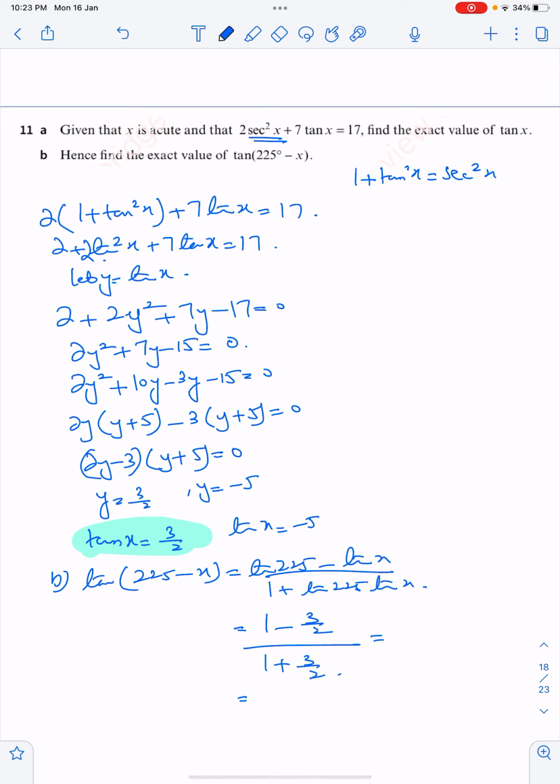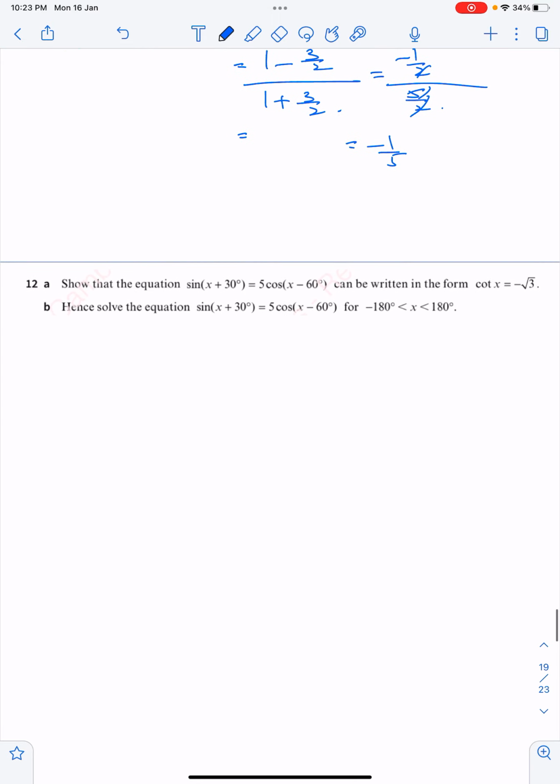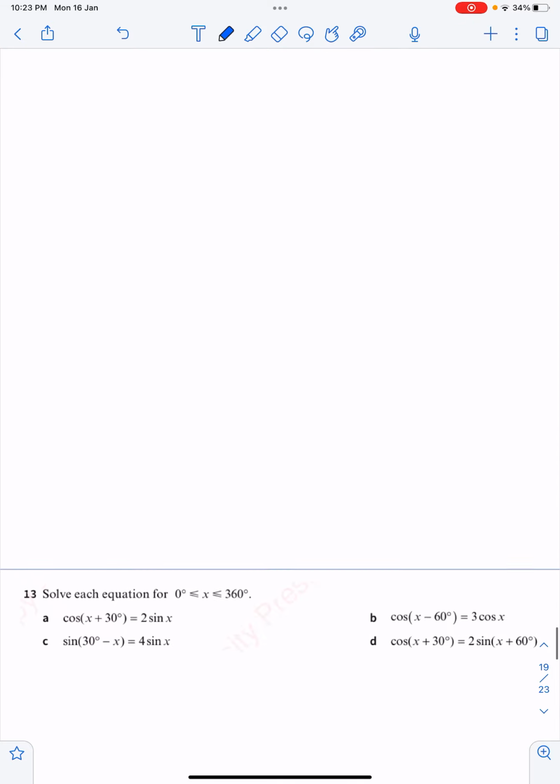Let's simplify this. 1 minus 1 and a half is a minus half, upon 1 plus 1 and a half, which is 5 upon 2. So when you simplify, you get minus 1 upon 5 as the final answer for question number 11. Okay, moving on to question number 12.